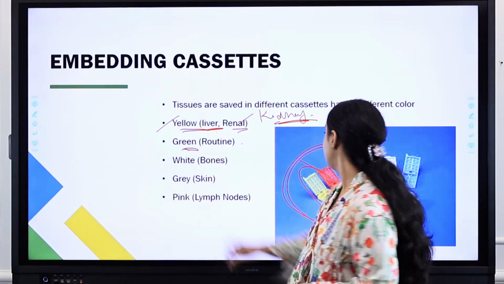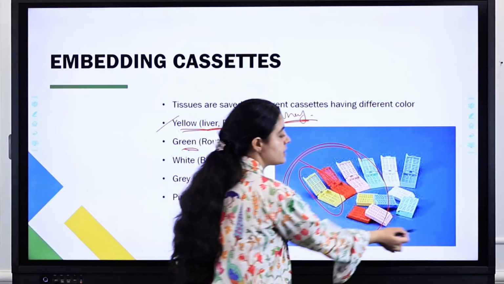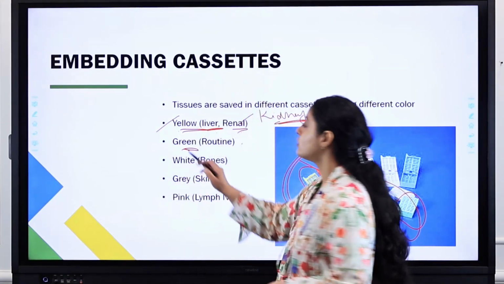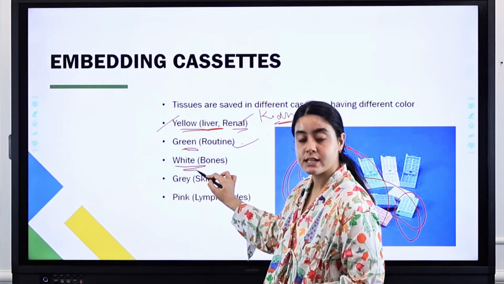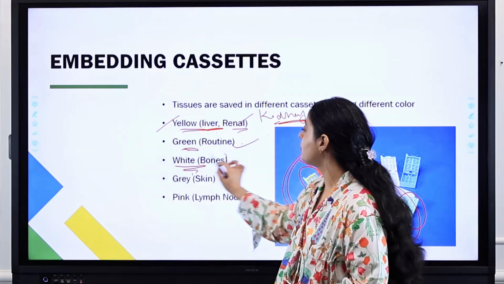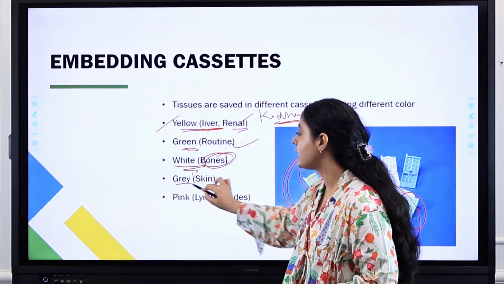Then we have a green one like this. Here we have a green cassette. The green cassette is used for routine specimens. Then we have white cassettes. White cassettes are used for bones. Then we have grey cassettes.